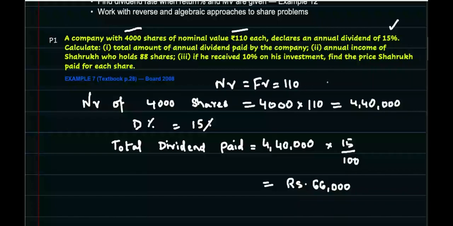Done. Second, what is the annual income of Shahrukh, who holds 88 shares? So the total number of shares the company has is 4,000. But what about a person who has only 88 shares? How much annual income will he get?